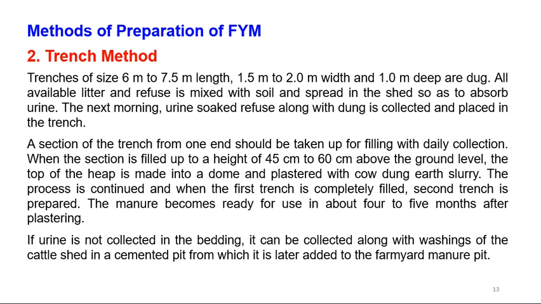Now a section of the trench from one end should be taken up for filling with the daily collection. When the section is filled up to a height of 45 to 60 cm above the ground level, the top of the heap is made into a dome and plastered with cow dung earth slurry. The process is continued, and when the first trench is completely filled, the second trench is prepared. The manure becomes ready for use in about 4 to 5 months after plastering.